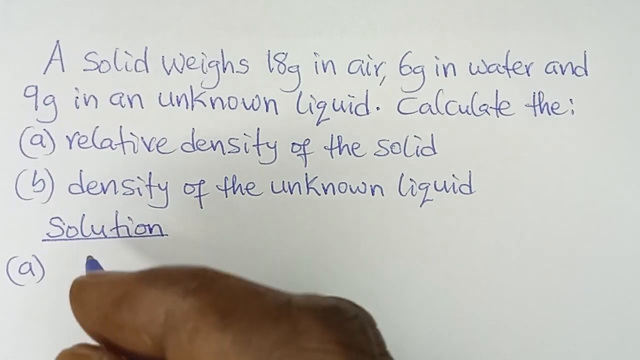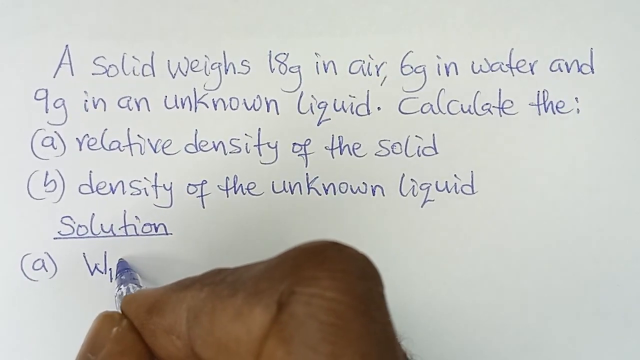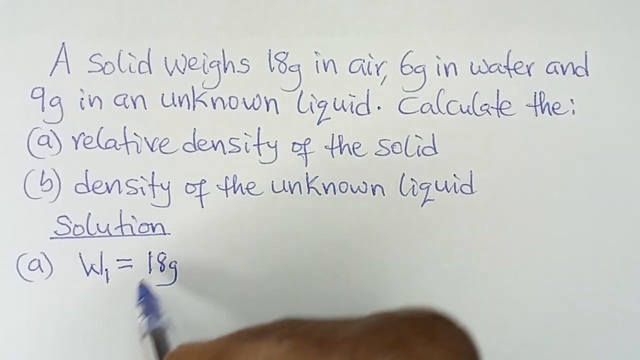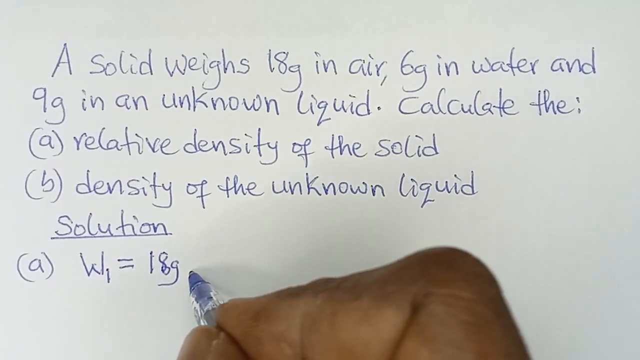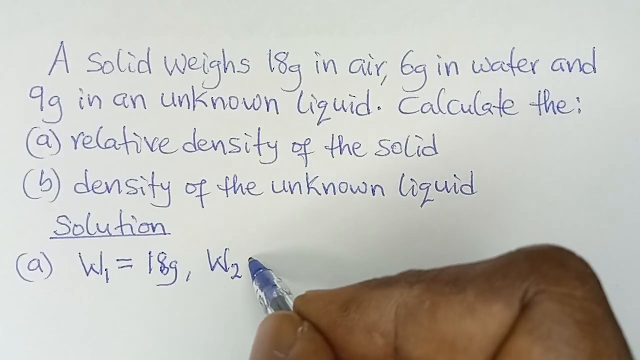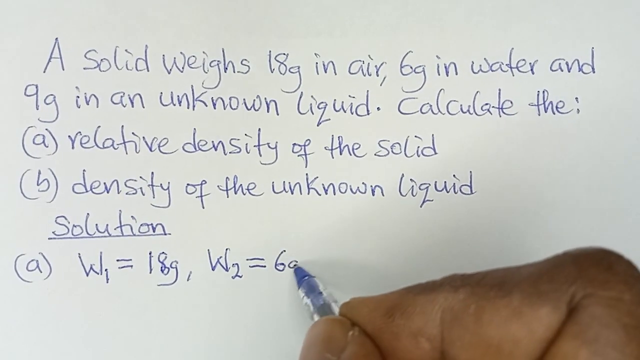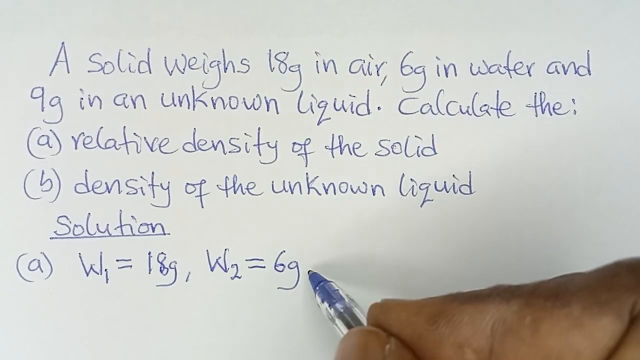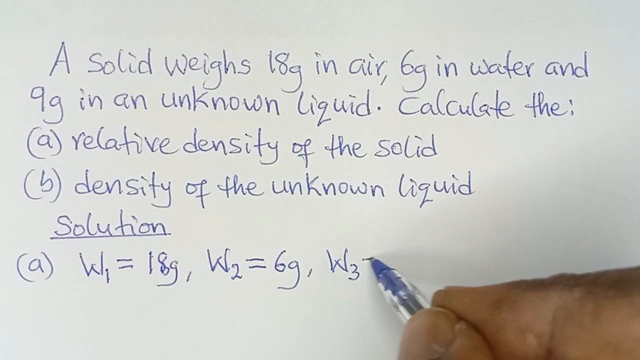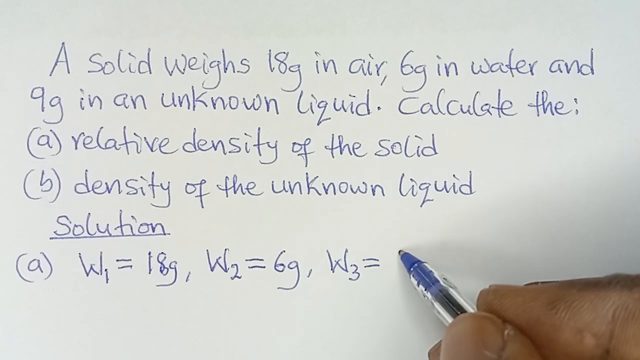Now, let the weight in air be represented as W1, and that is equal to 18 gram. That is the weight in air, W1. And then let the weight in water be represented as W2, and that is 6 gram. Weight in water, 6 gram. And then let the weight in the unknown liquid be W3, which is 9 gram.